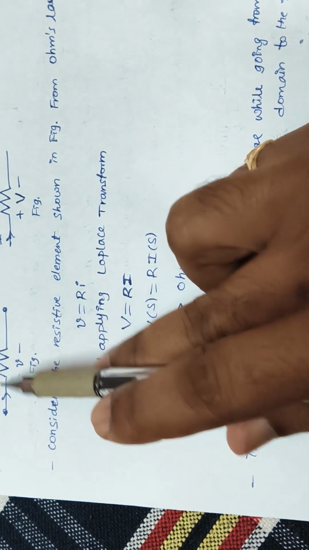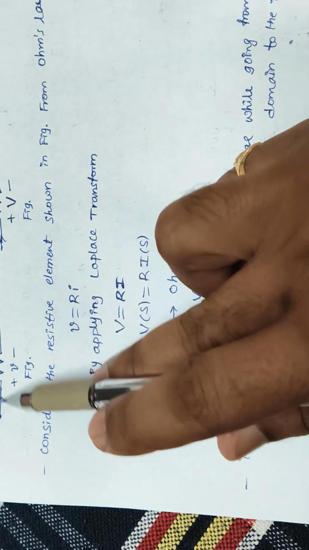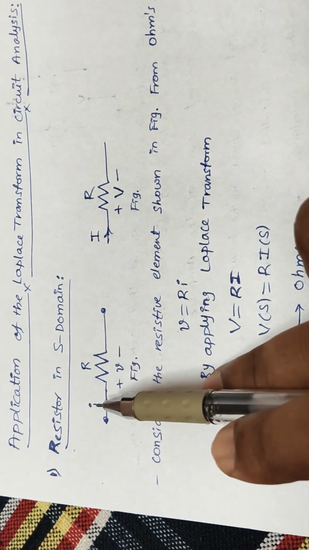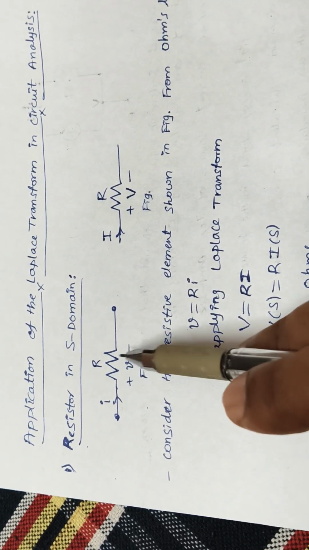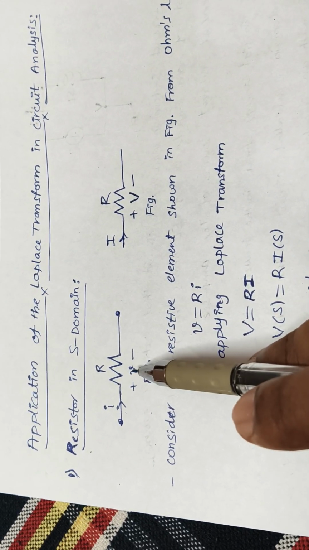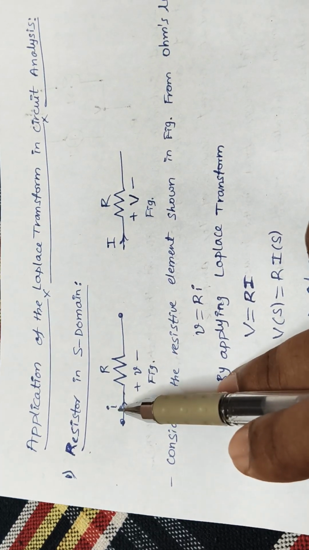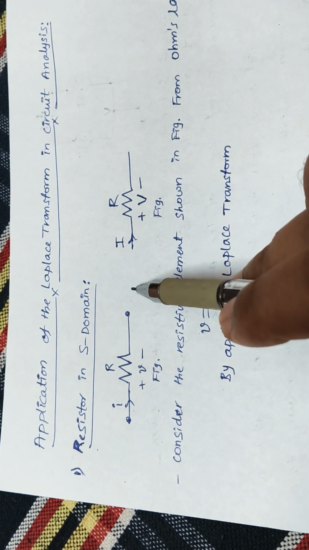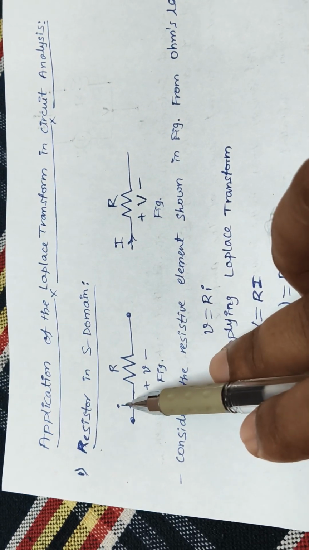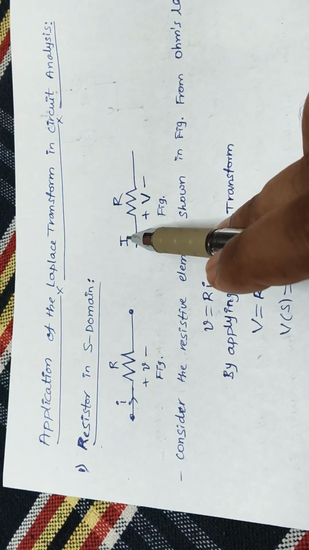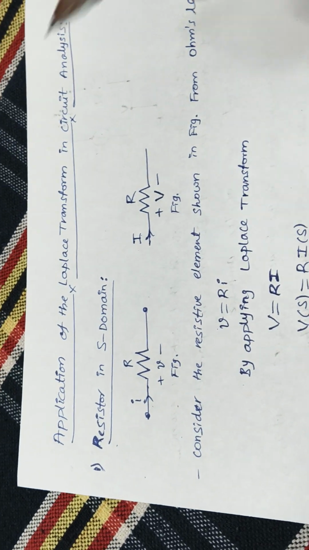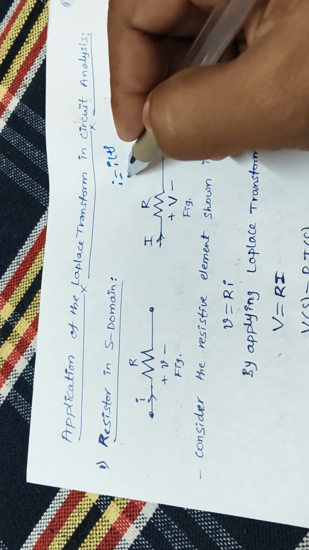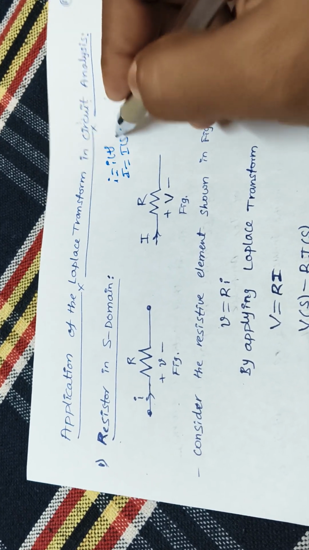For a simple resistor in the time domain, the current i will flow. In the time domain, the current is represented with i of t, small i, and the voltage with v of t, small v. Small v means voltage in the time domain, small i means current in the time domain, and capital R is a resistor. The same thing can be represented in the S domain. When converted, i of t is converted into I of S, capital I. Here small i is nothing but i of t, and capital I is nothing but I of S in the S domain.